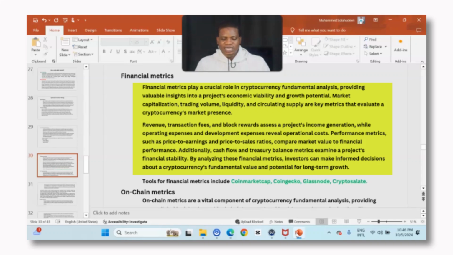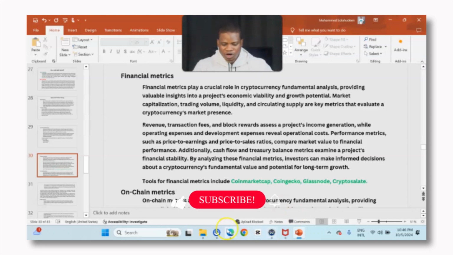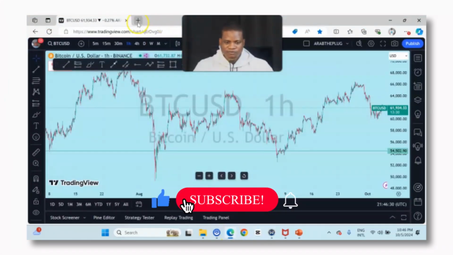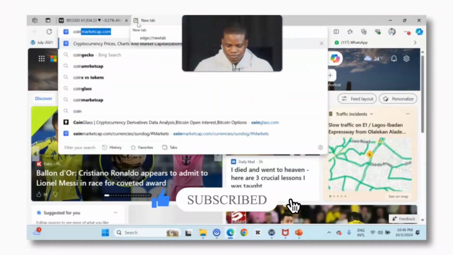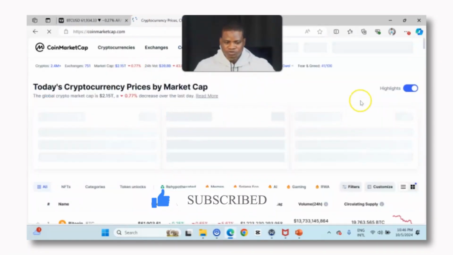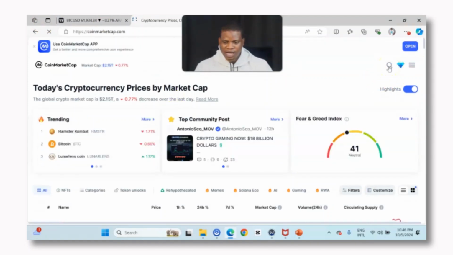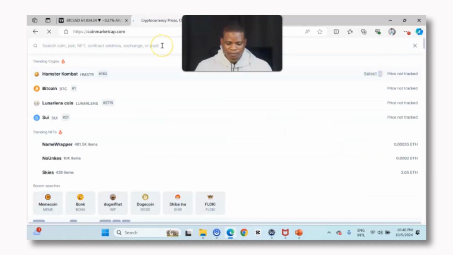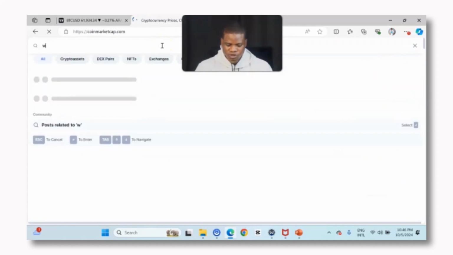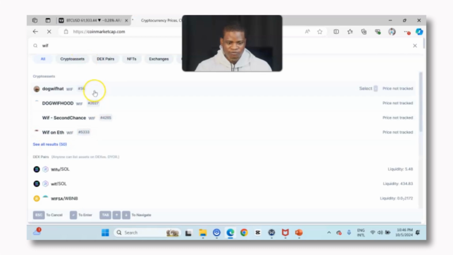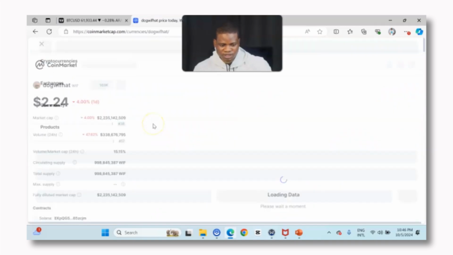So all these things are something you can simply do on CoinMarketCap. It is information that you can simply access via CoinMarketCap and see for yourself. Let's say you want to look at a particular asset. This is CoinMarketCap.com. You can simply go on CoinMarketCap and look for how a particular asset is actually doing. So let's say you want to do a fundamental analysis of WIF, which is dogwifhat, one of the biggest meme coins in the cryptocurrency market.